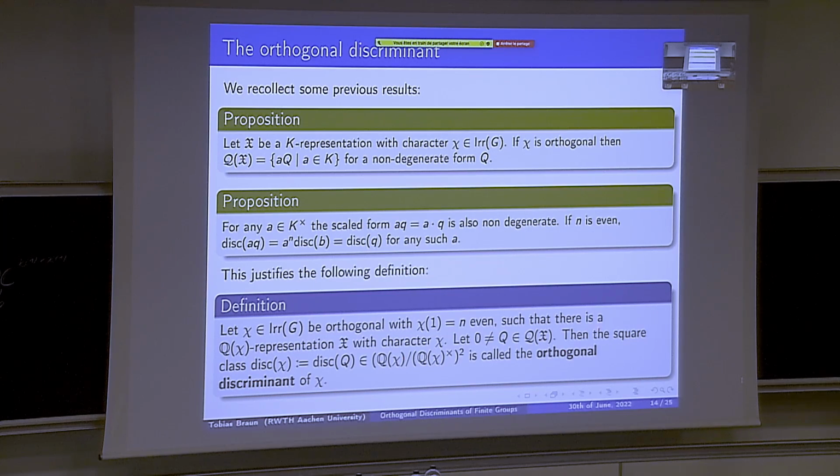And then we just define the square class disc of chi to be the discriminant of Q. And remember, it's the square class over the character field. And this is then called the orthogonal discriminant. So it's just the discriminant of a non-degenerate quadratic form in a one-dimensional space of non-degenerate quadratic forms. And because the dimension is even, it does not matter which one you take. The scaling is unimportant. And we give it a special name because it lives over the character field, and the character field was the smallest field over which you can hope to realize such a character chi.